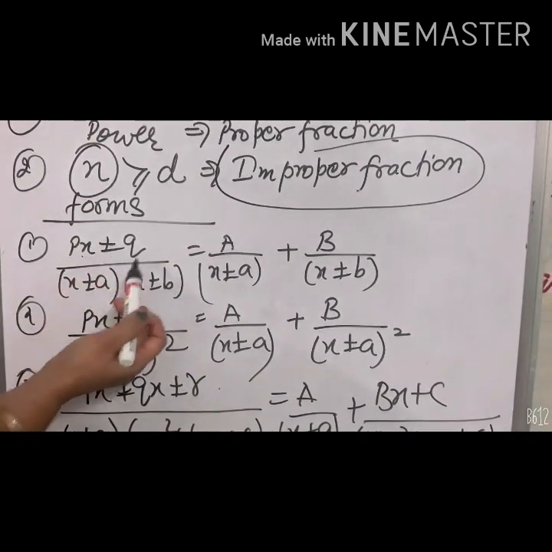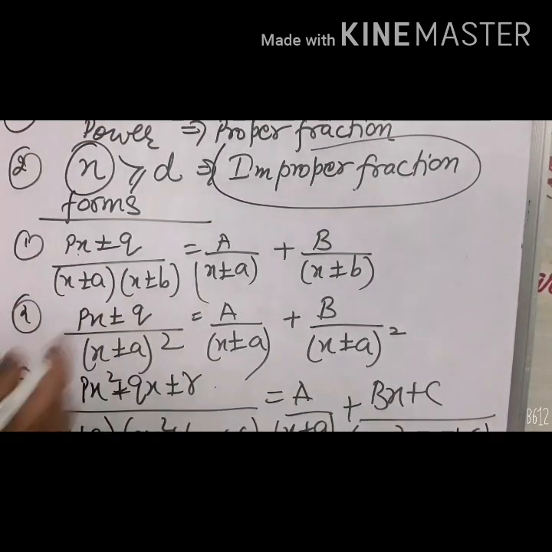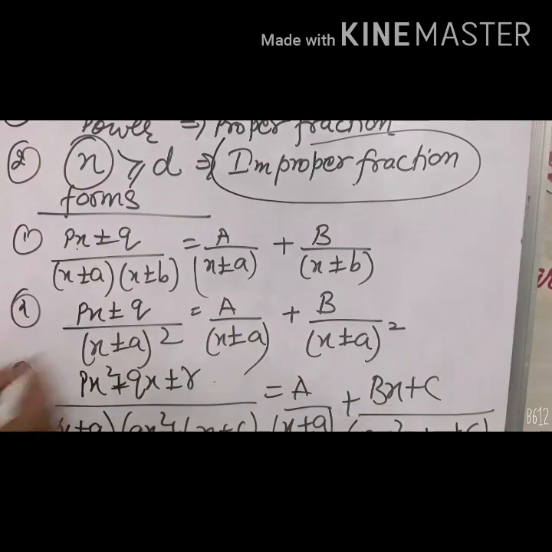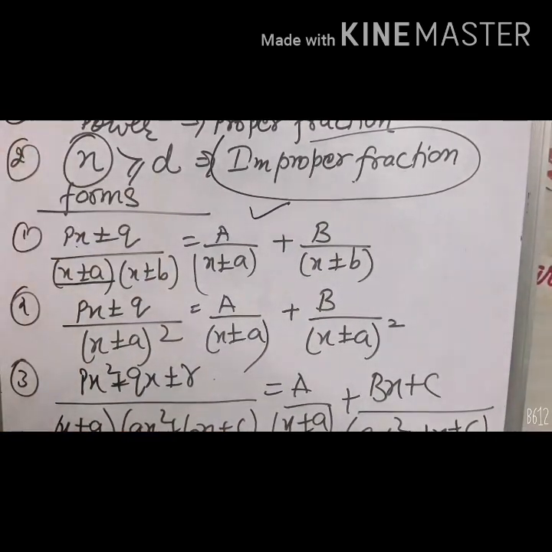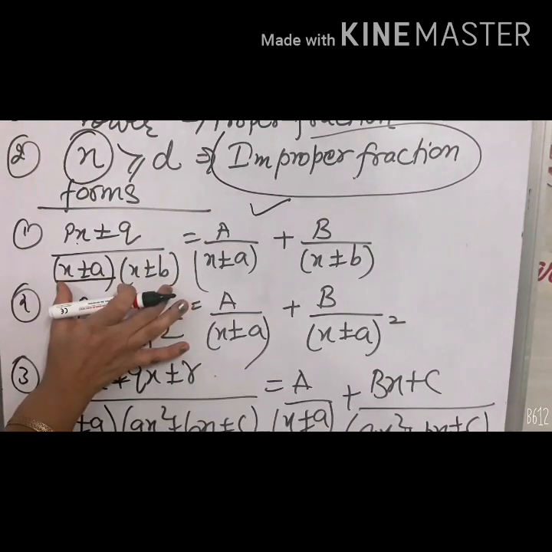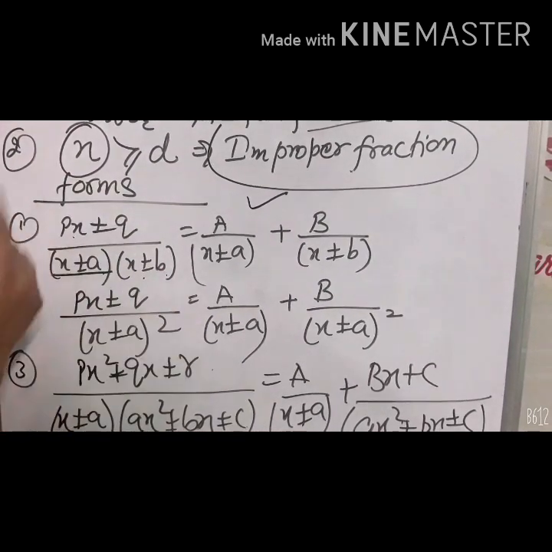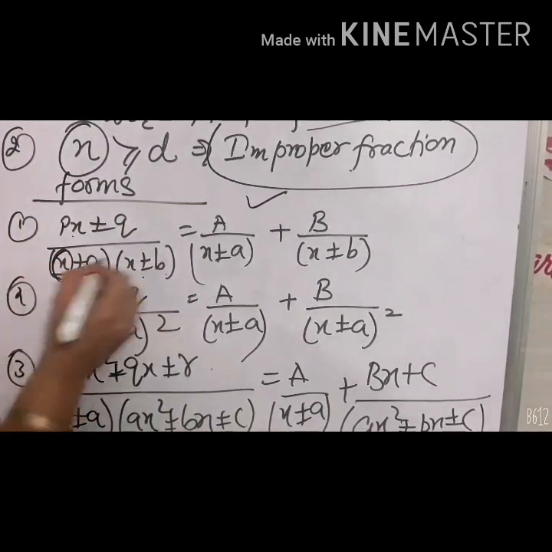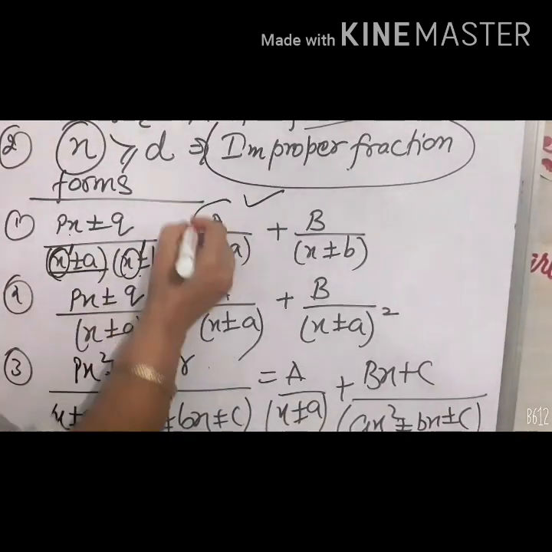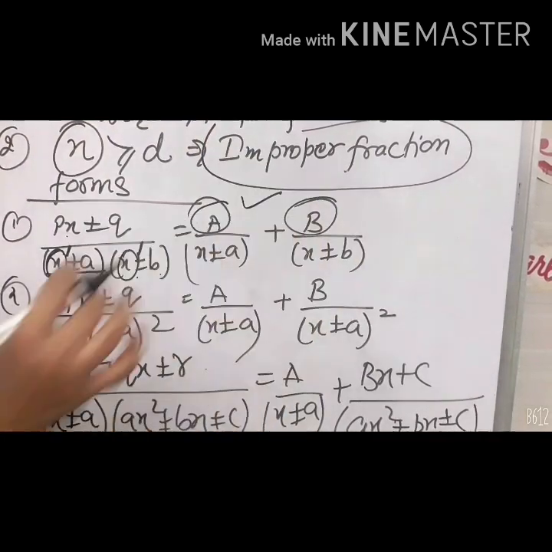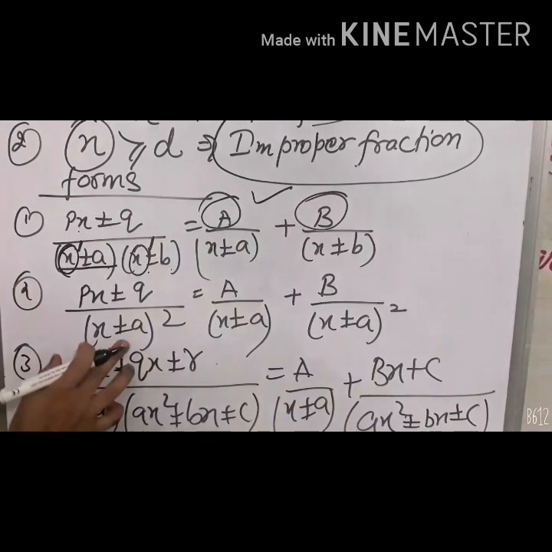When the form is (px plus minus q) by (x plus minus a)(x plus minus b), meaning either a plus or a minus, so what should we take? See here, we will always ignore the numerator. We need to check only the denominator. It is x plus a, x plus b or x minus a, x minus b. What is the x ka degree? X ka degree is 1. 1 means linear. When it is linear, you will take two single constants: A by this plus B by this.